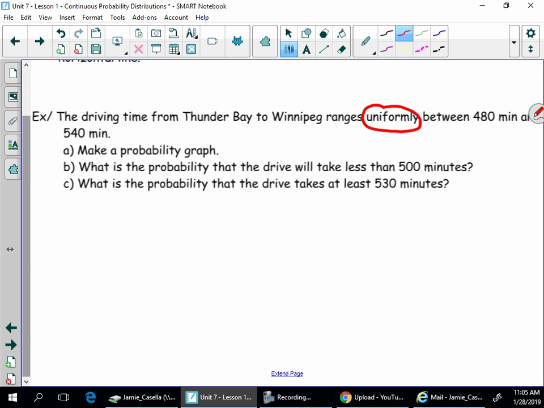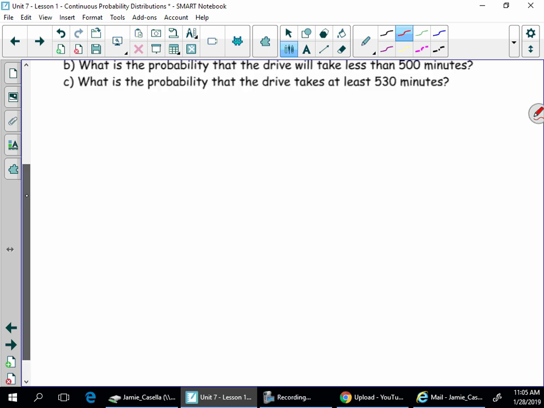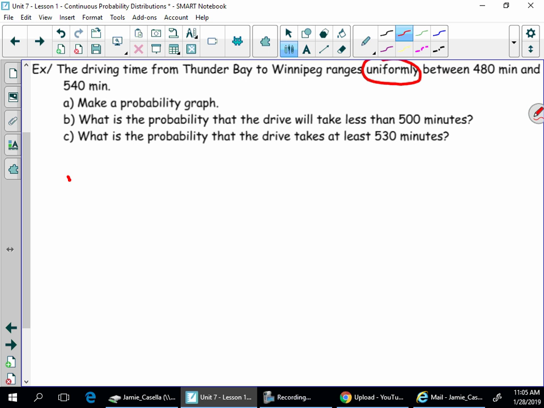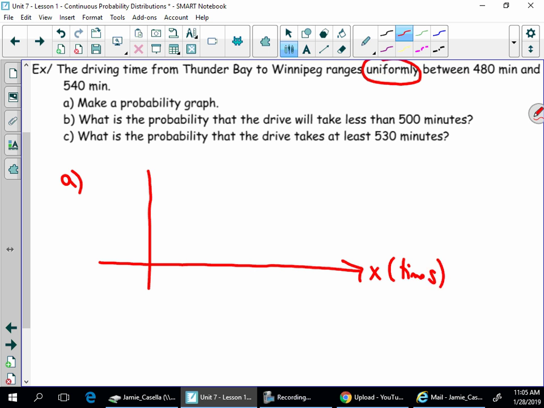So let's make a graph. What would a graph look like here? Because I can't list all the possibilities, I'm going to graph them instead. What are the different times? That's what X stands for. Well, it said the lowest I could have is 480. The highest I could have is 540. Now, I think of this as like a broken graph, right? There's some stuff missing at the beginning. I'm just cheating and showing the parts.